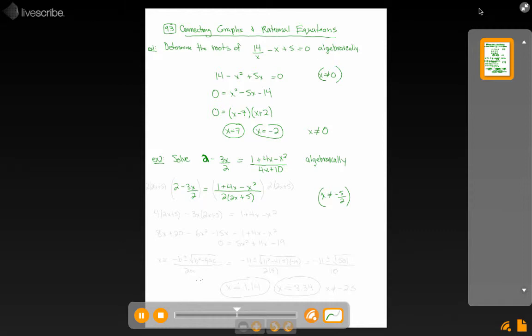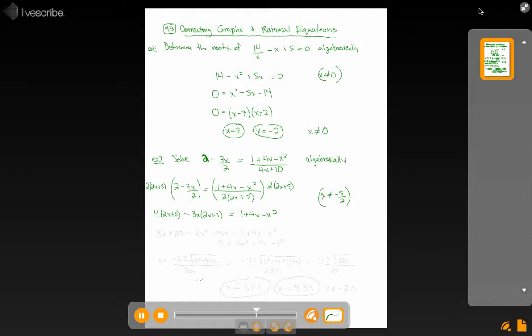Now my common denominator is 2 times 2x plus 5, so I'm going to multiply everything on both sides of this equation by that. Everything on the left side, everything on the right side. Now, on the left, that's going to give me 4 times 2x plus 5 minus 3x times 2x plus 5 equals, and on the right side, everything in the denominator did cancel out. And so I have this. Best thing about that step is that you no longer have to deal with rational expressions. You no longer have denominators whatsoever.